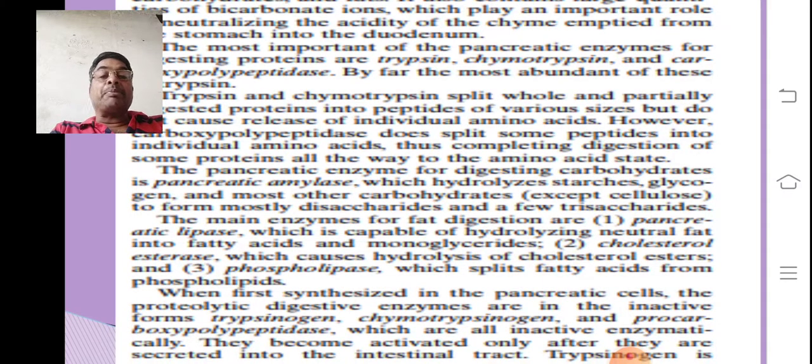When first synthesized in the pancreatic cells, the proteolytic digestive enzymes are in inactive forms. Trypsin is in the trypsinogen form. Chymotrypsinogen is the inactive form of chymotrypsin, and procarboxypeptidase is the inactive form of carboxypeptidase, all of which are enzymatically inactive. They become activated only after they are secreted into the intestinal tract.